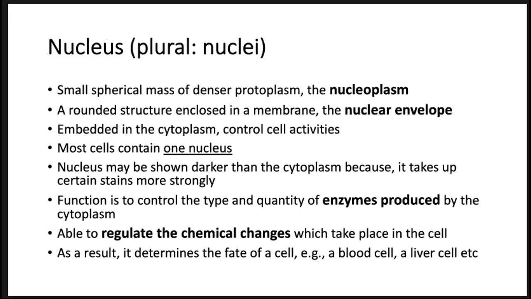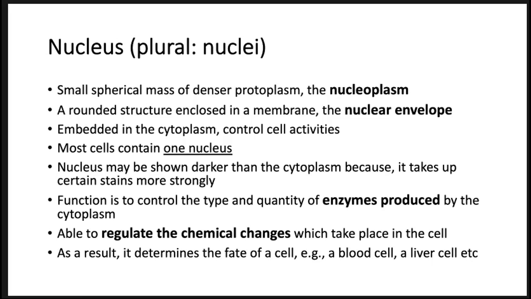So the third common feature, the third common structure, is the nucleus, which is a small spherical mass of denser protoplasm, which we say is the nucleoplasm. It is a rounded structure enclosed in a membrane. The nucleus itself is an organelle. It is enclosed in a membrane, which we say is the nuclear envelope, and it is embedded in the cytoplasm and controls cellular activity. Most cells contain only one nucleus.